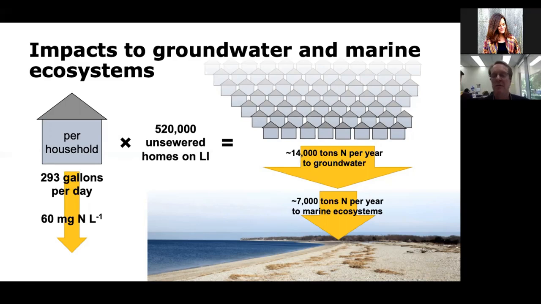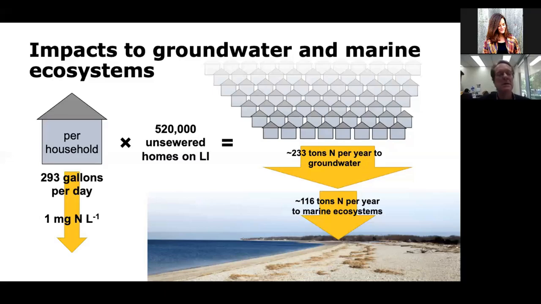And if you use conventional ratios to account for some removal in the vadose zone or in aquifers, then that ratio would be about 0.5, so you get about 7,000 tons. And that's very conservative for Long Island because there's a lot of houses that are very close to the water, and therefore the effluent doesn't spend much time in the vadose zone or in aquifers. It goes pretty directly within a year or so out into the ocean.